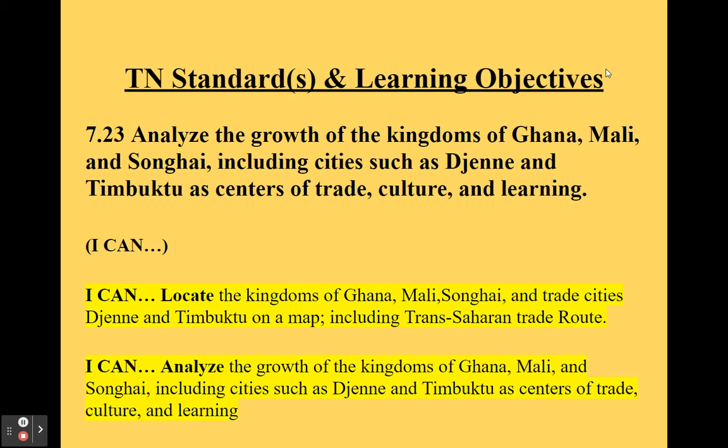Sometimes you will see Djenné spelled without the D. It'll just be Jenne or Jene. That is fine. That is still accurate. It just isn't the way we usually spell it. So if you see it like that, don't be alarmed. It's still the same city.